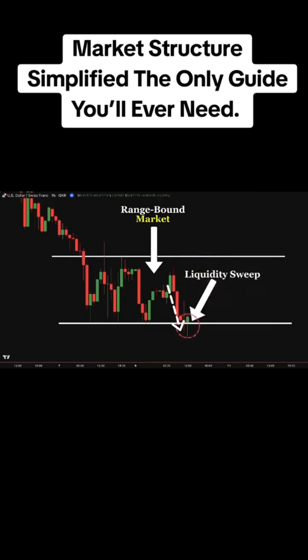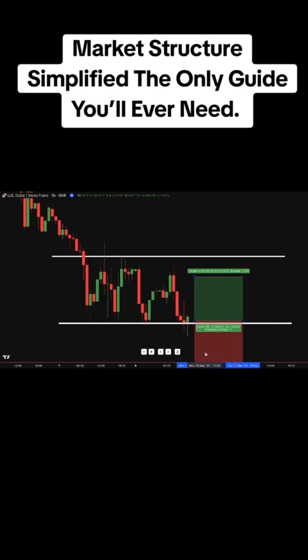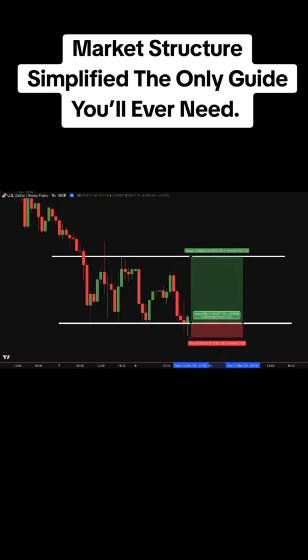And then watch what happens. Price reverses immediately, closing with a bullish candle back inside the range. This candle tells you everything. Smart money just cleaned out retail liquidity and is now pushing the price back up. Here's how to trade it. Entry at the close of the rejection candle. Stop loss just below the wick under the support zone. Target the next resistance level.